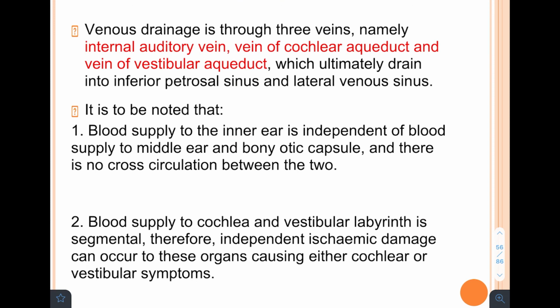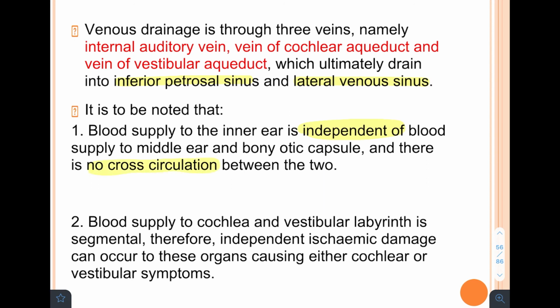Now, the venous drainage is through three veins: the internal auditory vein, the vein of the cochlear aqueduct, and the vein of the vestibular aqueduct. All of these drain ultimately into the inferior petrosal sinus and the lateral venous sinus. It is to be noted that blood supply to the inner ear is independent of blood supply to the middle ear and the bony otic capsule, and there is absolutely no cross circulation between the two.